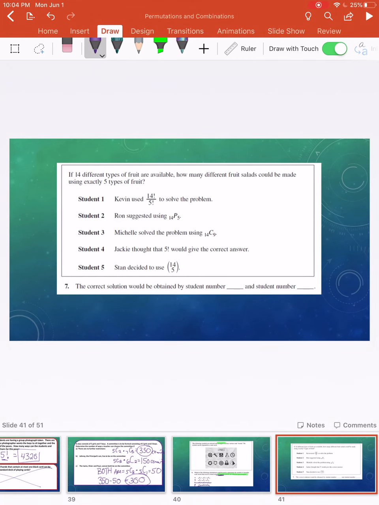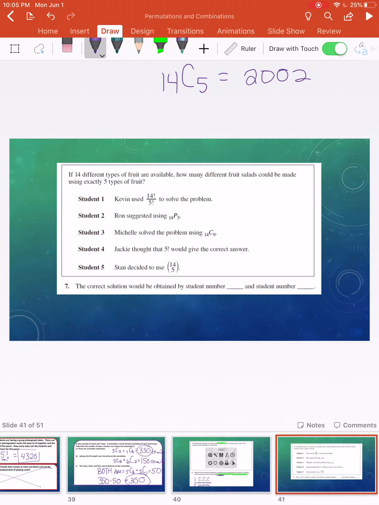All right, let's look at this last question. If 14 different types of fruit are available, how many different fruit salads could be made using exactly 5 types of fruit? So really we know this is 14 choose 5. If you type that in your calculator, let's try typing it in. You'd end up with 2002. So really you could just try all these other different ways and see which other questions give you 2002.